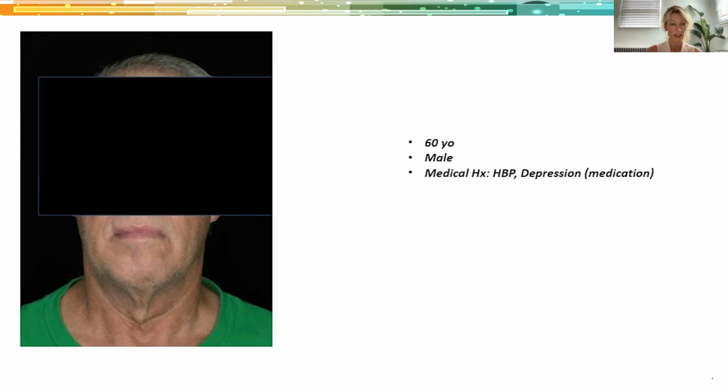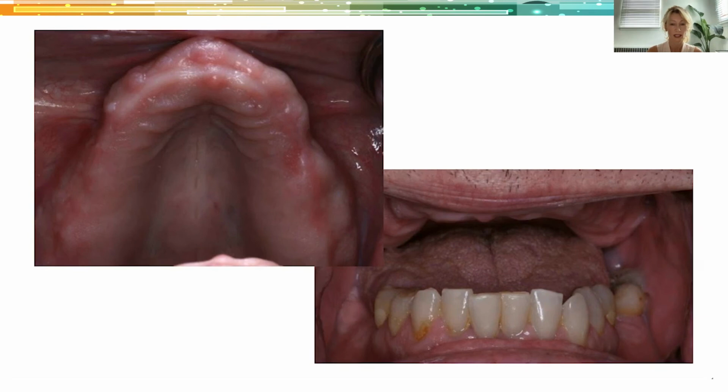So this patient is a 60-year-old male patient with high blood pressure and on depression medication. You can see on these pictures that it's a very long face, and that gives us an idea of the growth that occurred for this patient, which was from childhood probably, that more vertical growth, the clockwise rotation of the growth complex. So he ends up as an edentulous patient with a narrow maxilla and high palatal vault.